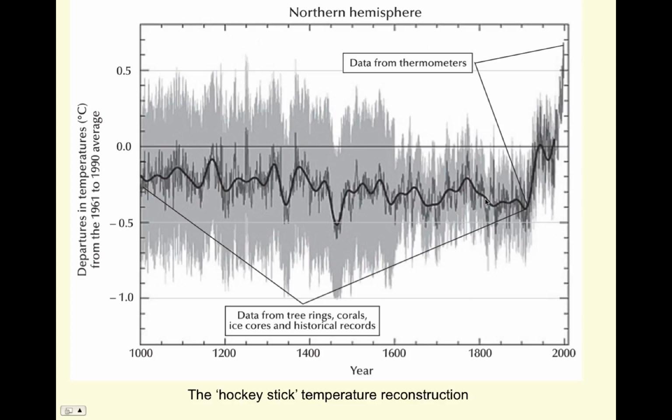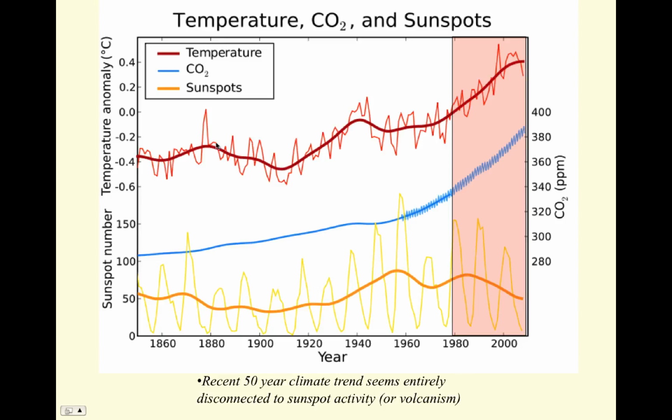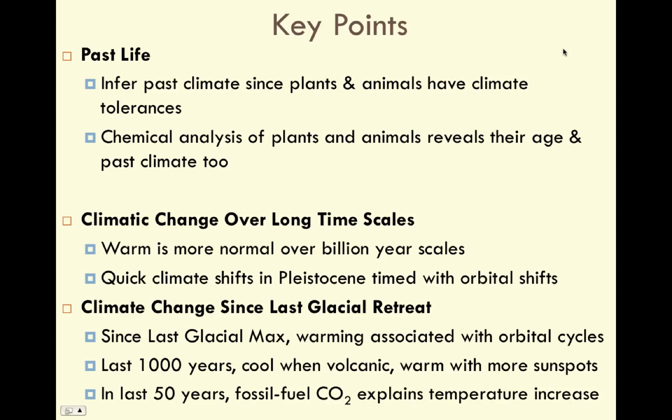There's some fluctuations, but then the recent jump since the Industrial Revolution, which we measure directly with thermometers, is quite anomalous. So you can clearly see over that 1,000-year time scale, our recent warming is very anomalous, and this is why it's called the hockey stick. Here's the blade in the last century. So we've seen this graph before, and it simply states that the recent 50-year climate trend seems entirely disconnected from sunspot activity or volcanism.